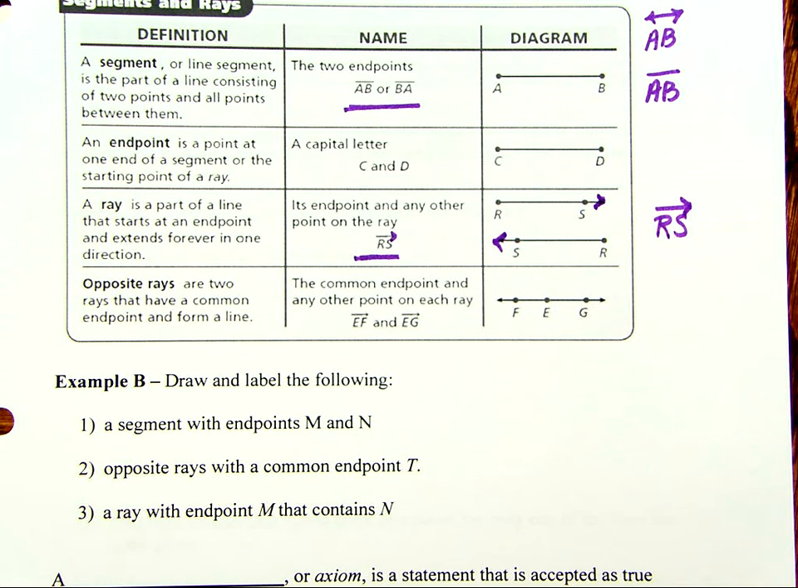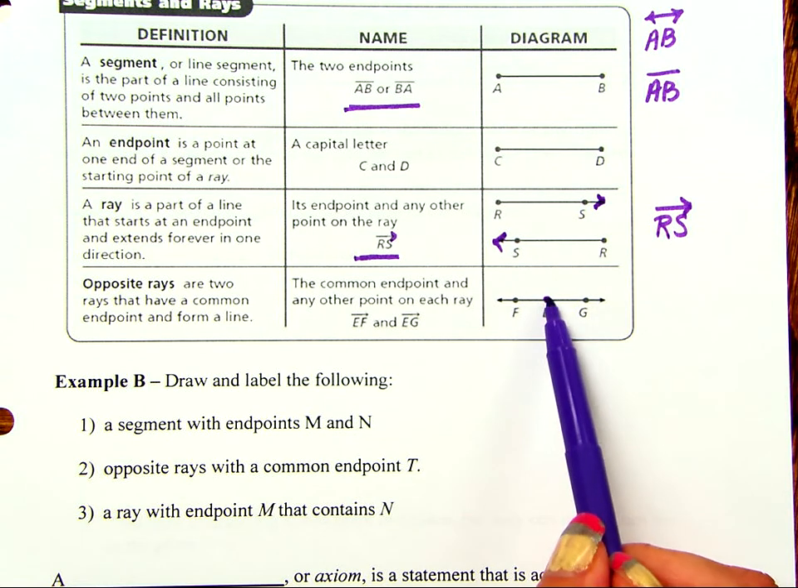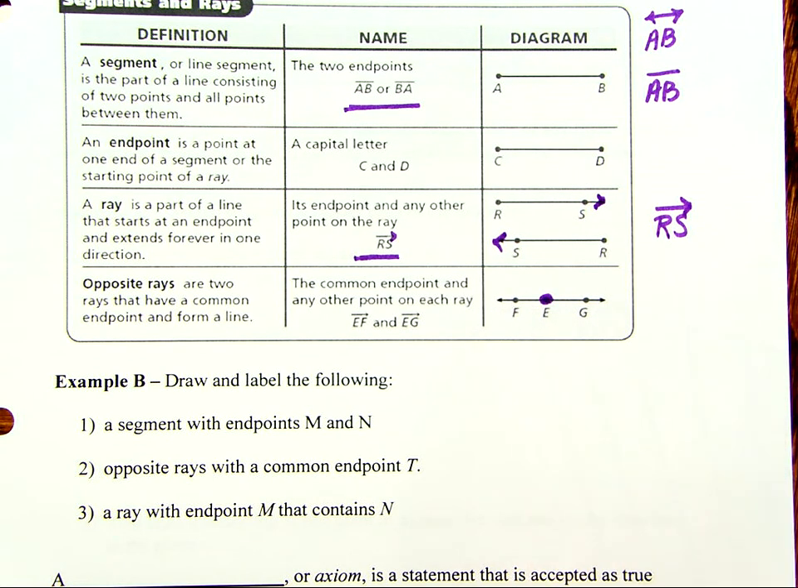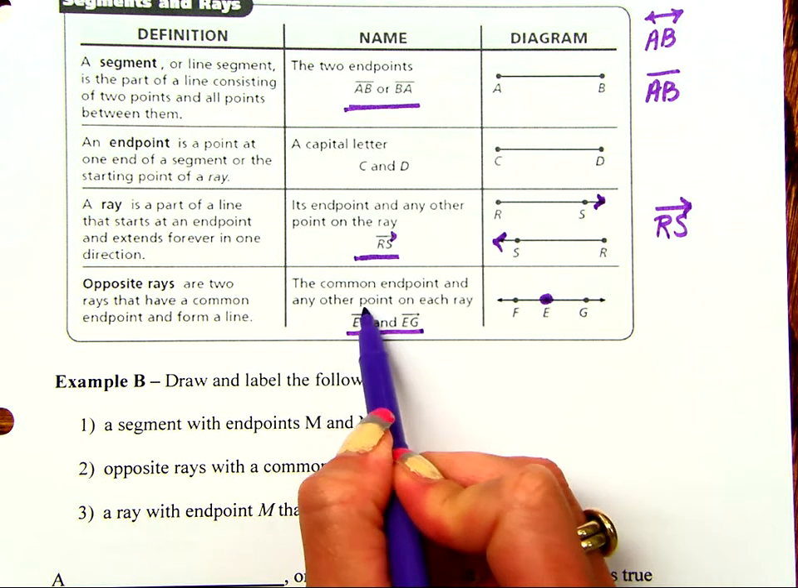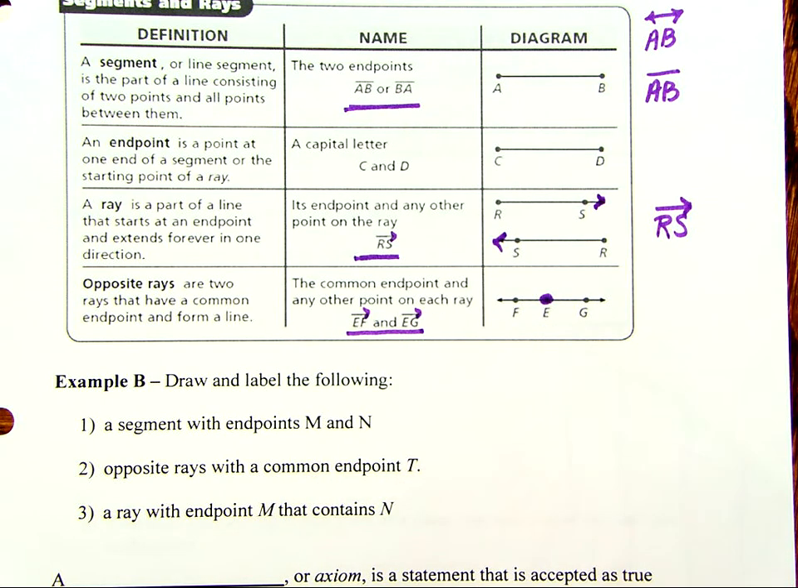Opposite rays are simply two rays that have a common endpoint and they go in opposite directions. So I have the ray EF and the ray EG, and they form a line in the end.